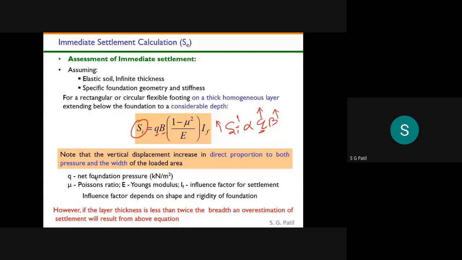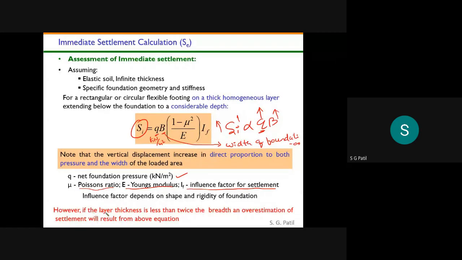So what is Q? Q is the net foundation pressure, in terms of kilonewton per meter square. B will be the width of the foundation. Then what is mu? Mu is the Poisson's ratio, E is the Young's modulus, and IF is the influence factor for settlement.